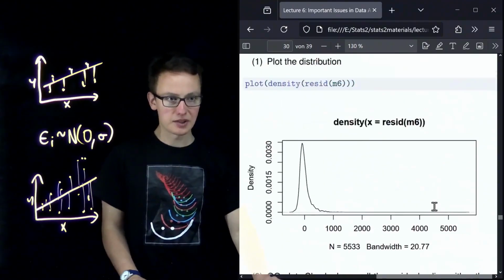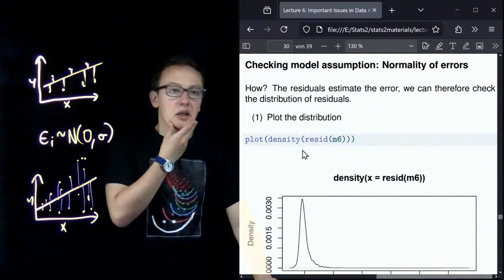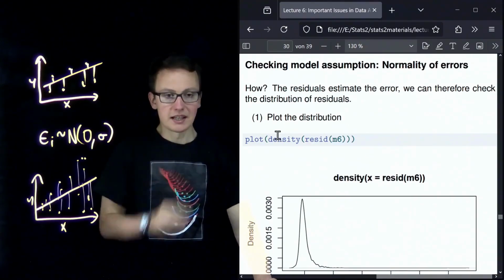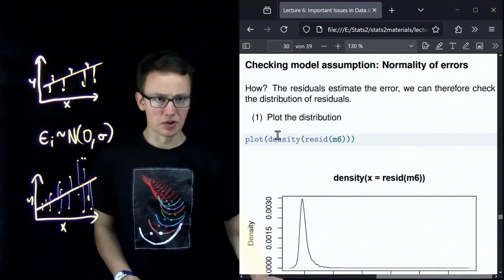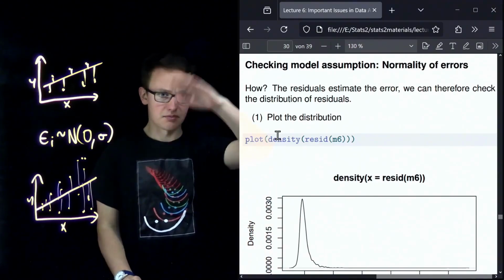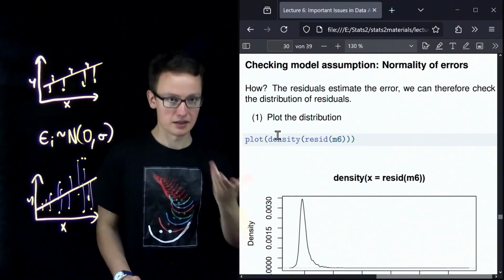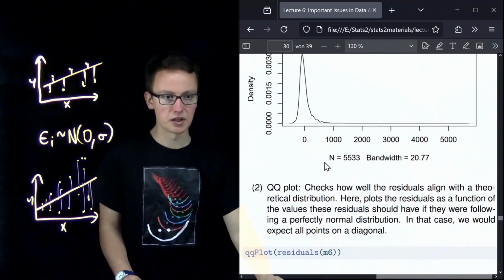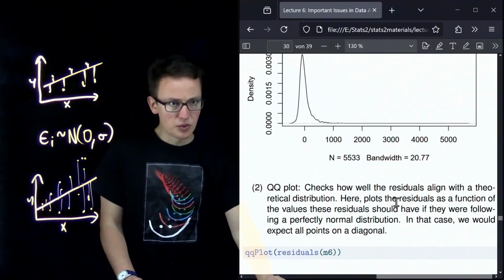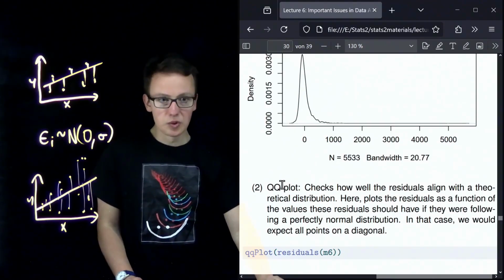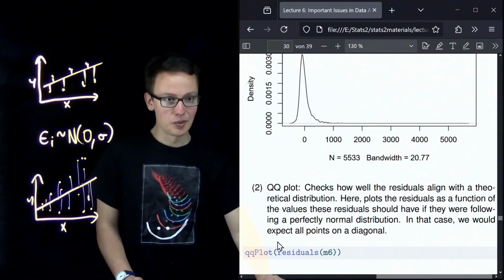So this is one way to check it: visualize the residuals as a density plot, or alternatively you could also try a histogram. You should check that they look roughly symmetrical, like a bell curve. Then it means, intuitively, that they are normally distributed. Another way is to do a so-called QQ plot using the QQ plot function.